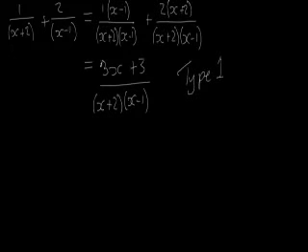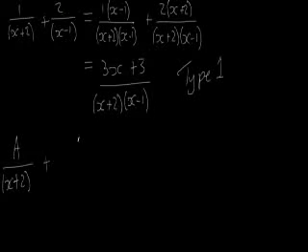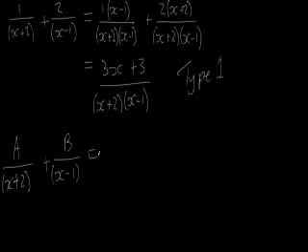Now, it's fair to say that that is equal to something, a, over x plus 2, plus something, b, all over x minus 1. That's the partial fraction form, and we just have to find the original numerators. Now, that's equal to 3x plus 3.